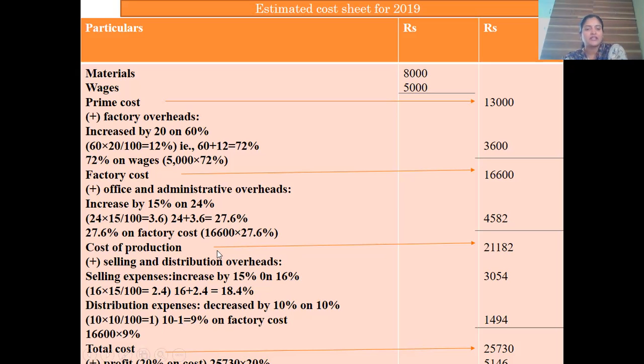At the same time, see here, already on 16% we have applied 15%. Taking 16 plus 2.4, we get 18.4%. So 18.4% on your selling and distribution. This is how you need to calculate. Now, if you calculate like this, you are going to get selling as 3,054 and distribution to be decreased by 1,494.